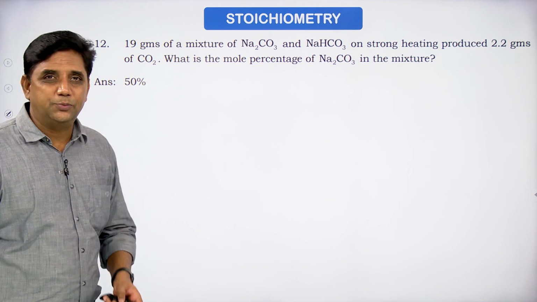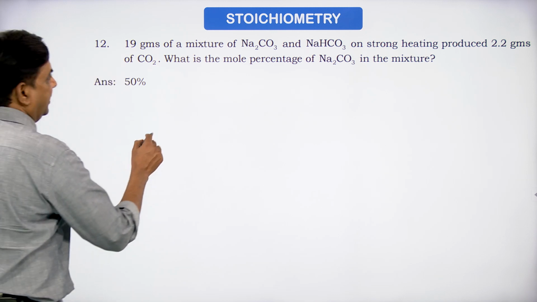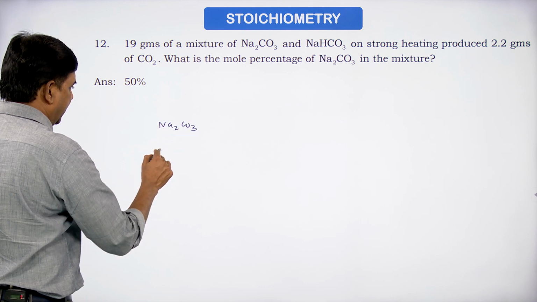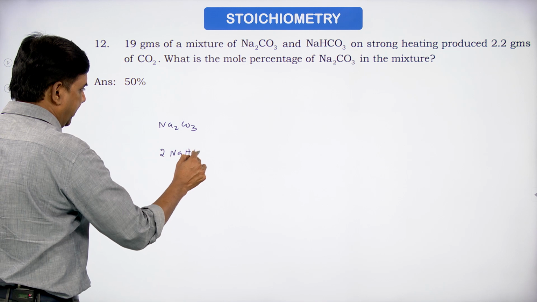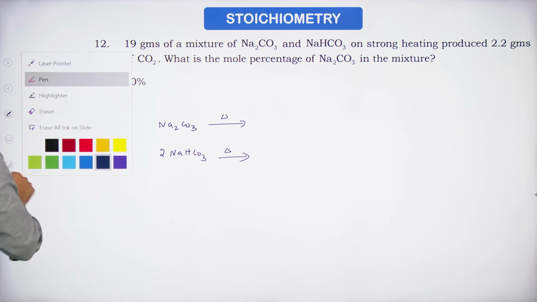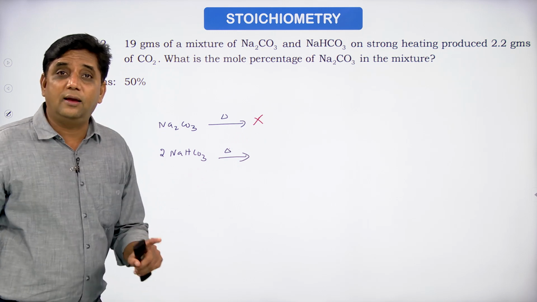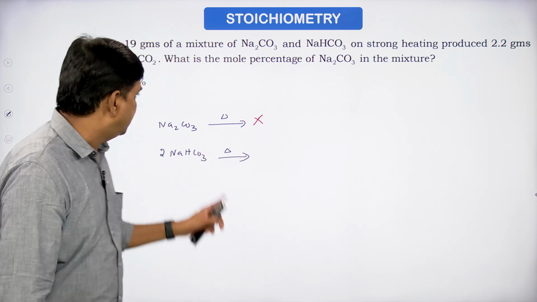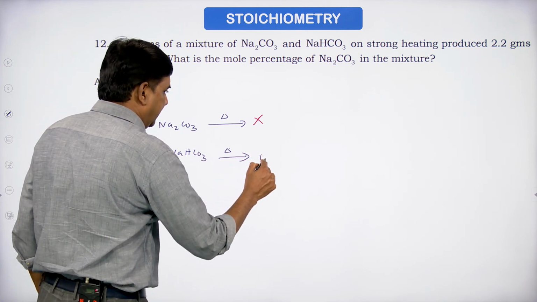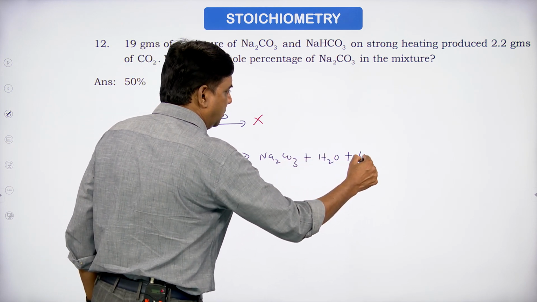And this is also percentage purity. Actually, this is based on the principle, and we have a mixture of sodium carbonate, Na2CO3, and 2NaHCO3. If you start heating this, what happens? Here Na2CO3 doesn't undergo decomposition. The carbonates of the alkali metals will never undergo decomposition, but NaHCO3 undergoes decomposition to form Na2CO3 plus H2O plus CO2.